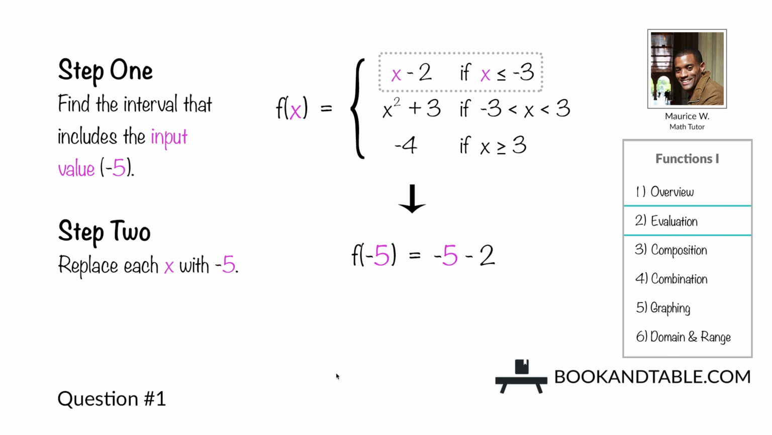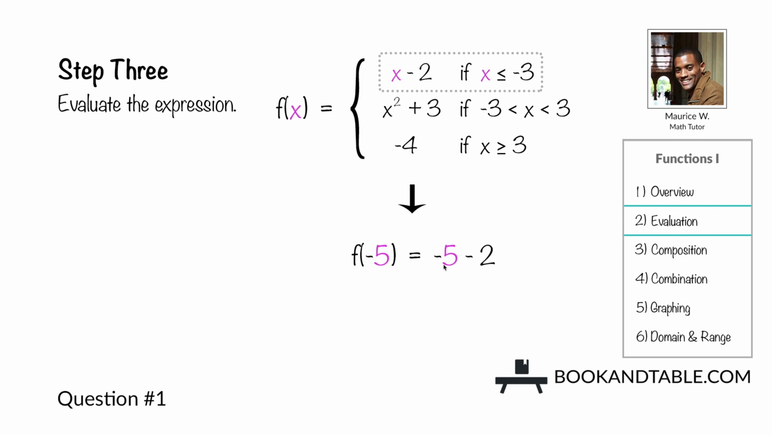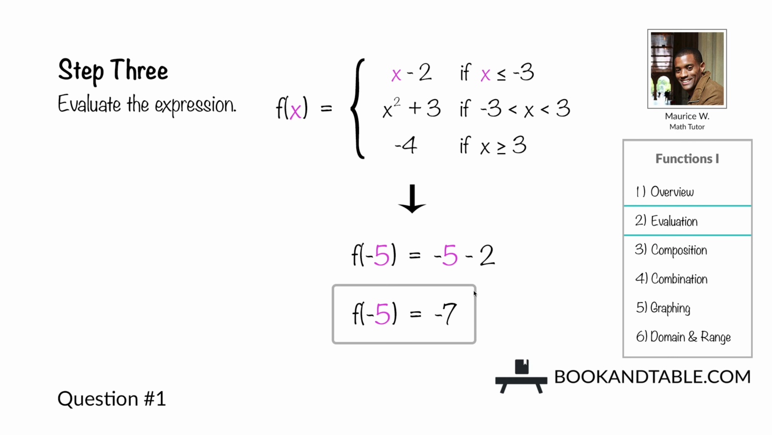Question number 1, step 1, find the interval that includes the input value negative 5. So we go to our intervals, and negative 5 is less than negative 3. So we want to use the expression x minus 2. So then we want to replace each x with negative 5, giving us negative 5 minus 2. And now that we have the expression we need and the number plugged in for the independent variable, the third step is to evaluate the expression, and negative 5 minus 2 is equal to negative 7. So the answer to question number 1 is f of negative 5 is equal to negative 7.